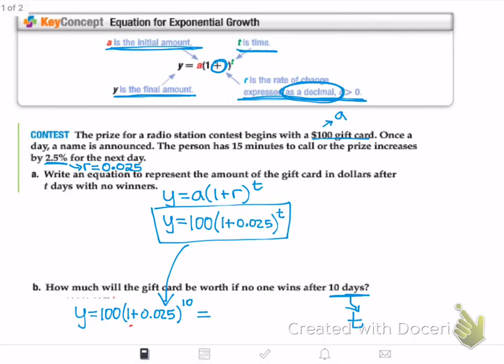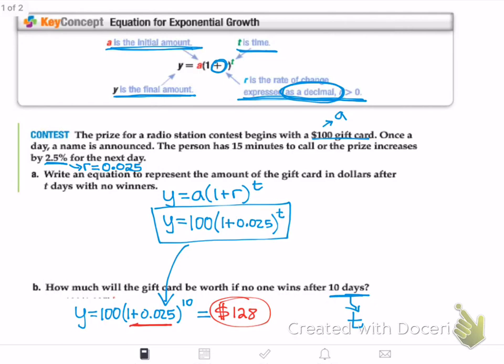If you're punching it in, do this first, parentheses first, then the exponent, and then multiply the 100. And let me see, take a moment on your calculator and do that and see what you get. After you punch that into your calculator, you should have gotten $128. So since nobody won in 10 days, and if there was a winner on the 10th day, this winner claimed $128. So that's exponential growth. Okay, we'll do a lot more examples of that. You do have to memorize this formula.